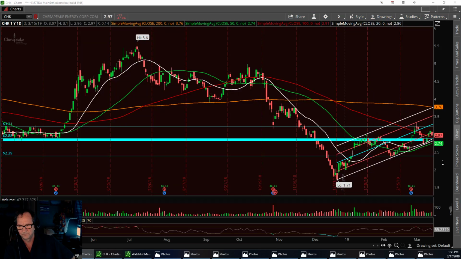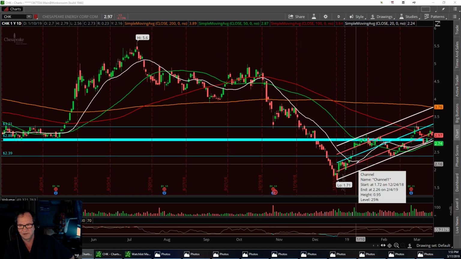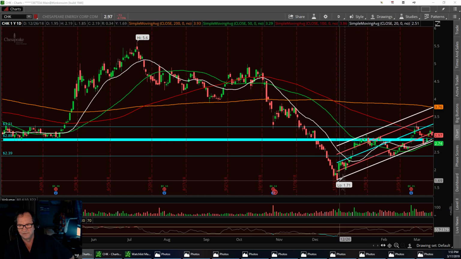CHK. Magnify this up a little bit. CHK was a stock that ran up here at 5.60, and she's pulled back pretty hard here in that huge sell-off back in December, which I alerted the room. Disrespected the 20 all the way down, that 20 SMA. So it wasn't a time to get in this trade. But once we hit a bottom here, it started bouncing up.